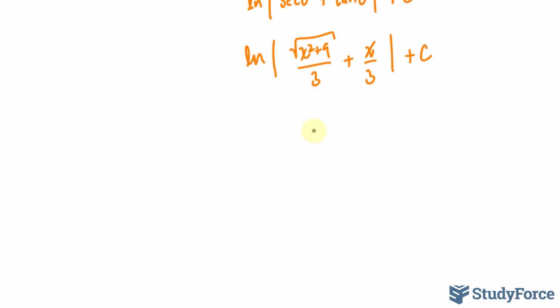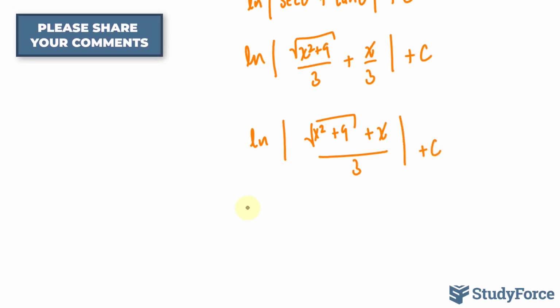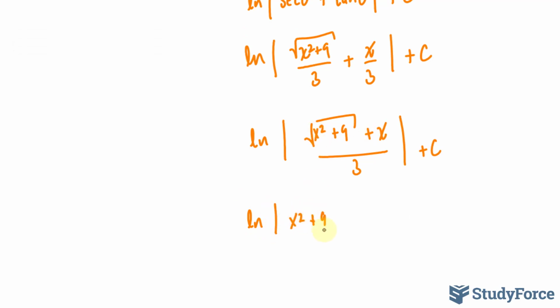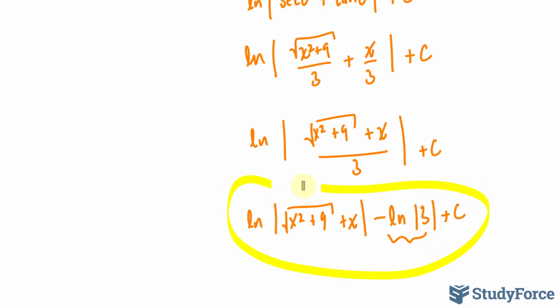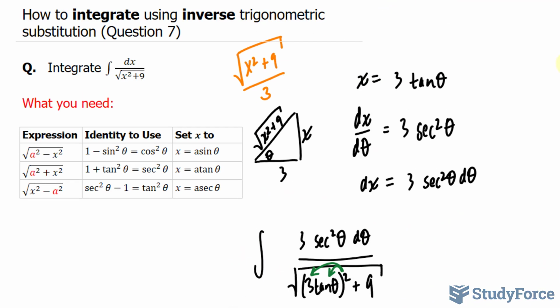Given now that both of these have the same denominator, I can combine this and use the log rules to simplify this further: ln of the square root of x squared plus 9 plus x, all over 3, plus c. And now I can separate this as ln of the numerator minus ln of the denominator 3. This is a number. I can find that out using my calculator, but this should represent your final expression for question number 7.